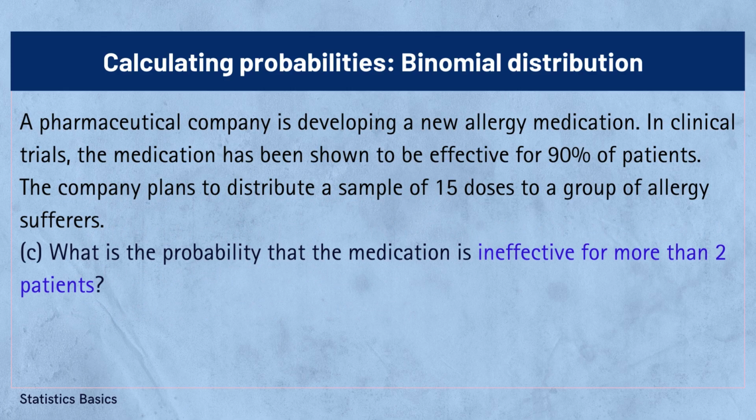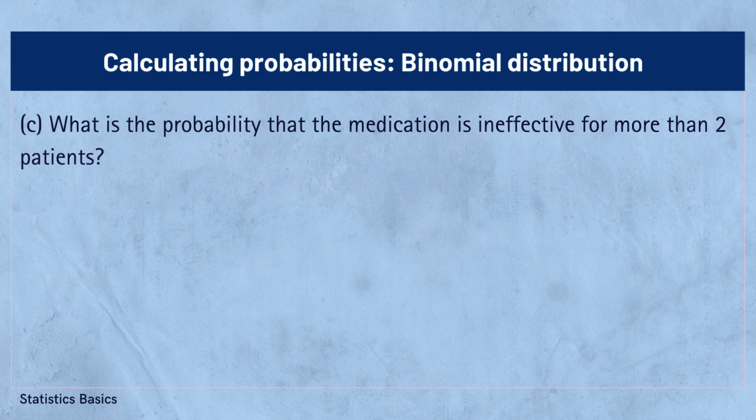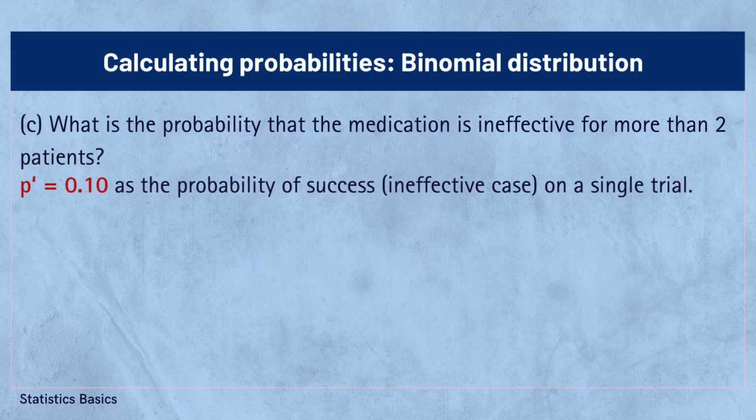In this case, we're looking at the probability of the medication being ineffective for more than 2 patients. We are essentially shifting our focus to the failure outcome. The original probability of success, that is medication being effective, was 0.90, and the probability of failure, that is medication being ineffective, was 0.10. So, when calculating the probabilities for 0, 1, or 2 failures, ineffective cases, we would indeed use 0.1 as the probability of success in the binomial formula.